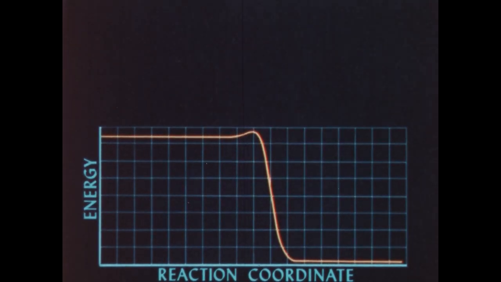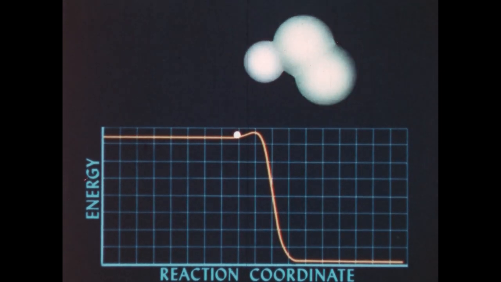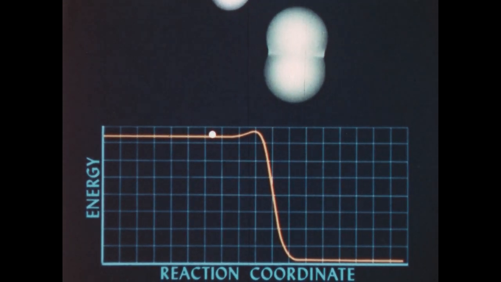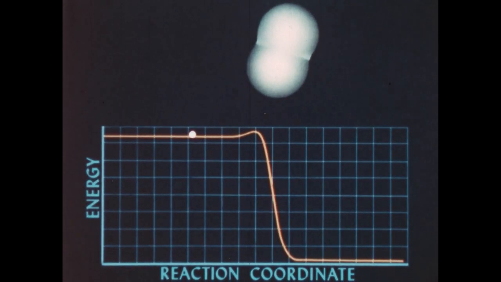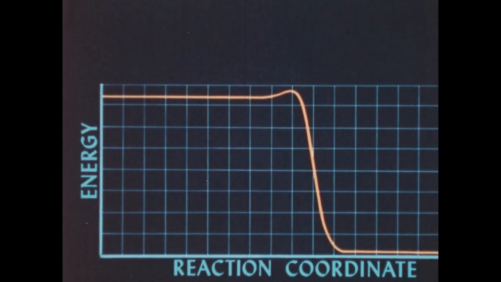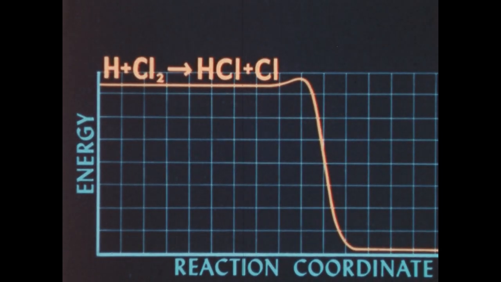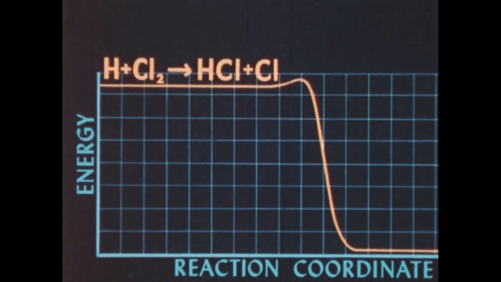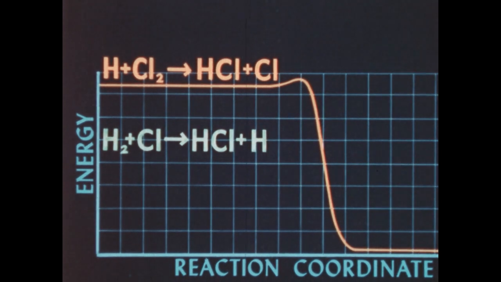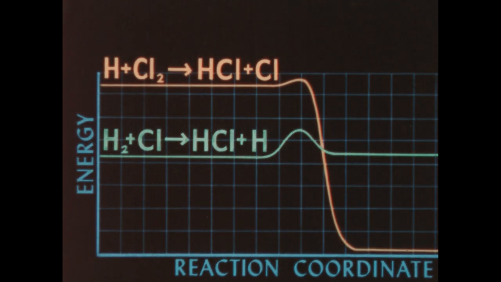Now, on the other hand, if the reactants do not have sufficient energy, they collide but do not react, and the system reverts to its former state. The potential energy barrier for each type of reaction is different. For the reaction between a hydrogen atom and a chlorine molecule, we have seen that this is the general shape of the barrier, while for the reaction between a hydrogen molecule and a chlorine atom, this is the general shape.